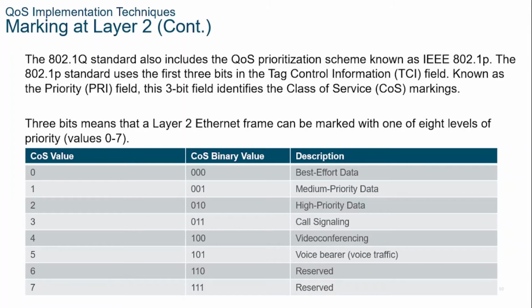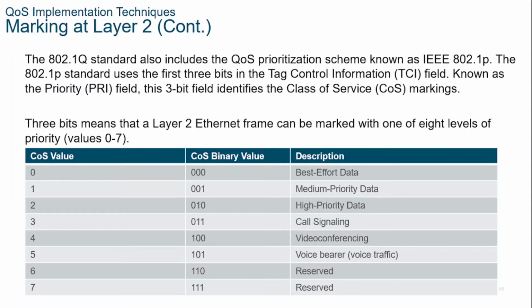So the 3 bits means that a layer 2 Ethernet frame can be marked with one of the following 8 levels of priority, values 0, 1 to 7. For example, for best effort data, the binary value is 000 and the COS value is 0. Medium priority is 001, COS value is 1, and so on and so forth.